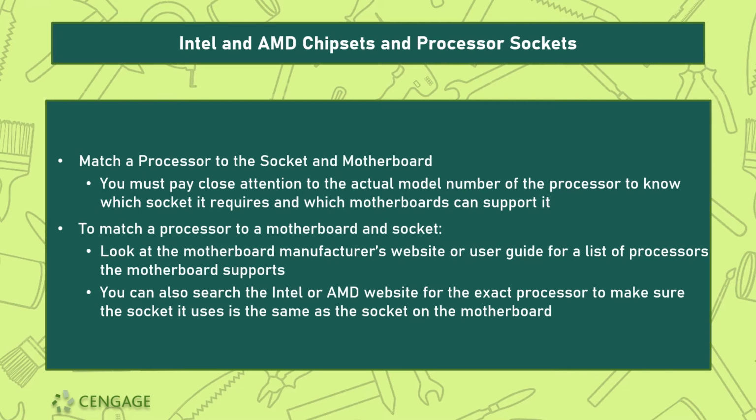So we're not just checking to see if the socket fits, we need to make sure that the chipset and CPU can communicate. To match a processor and socket, of course, we can check the manufacturer's website. We can also check the CPU's manufacturer website, Intel or AMD, and that will help us to identify whether or not a chipset is compatible.